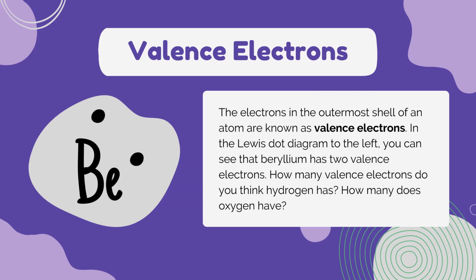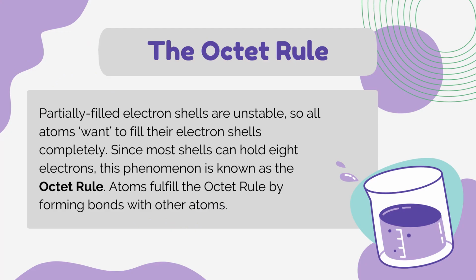Now, valence electrons. The electrons in the outermost shell of an atom are known as valence electrons. In the Lewis dot diagram to the left you can see that beryllium has 2 valence electrons. How many valence electrons do you think hydrogen has? And how many does oxygen have? You can comment this answer.